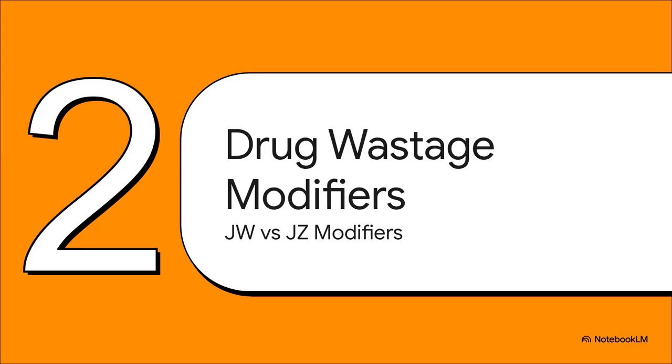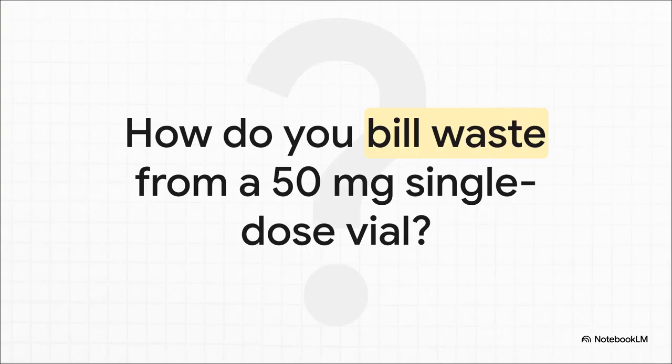Moving right along to case study 2, drug wastage modifiers dissection. All right, picture this scenario. A provider opens a single-dose 50-milligram vial of a medication. Your HCPCS J-code descriptor says 1 unit equals 10 milligrams. The patient gets 40 milligrams, and the remaining 10 milligrams? Well, it gets tossed out. So how on earth do you code this? Really think about how you'd separate the dose they actually got from the amount that went into the trash.